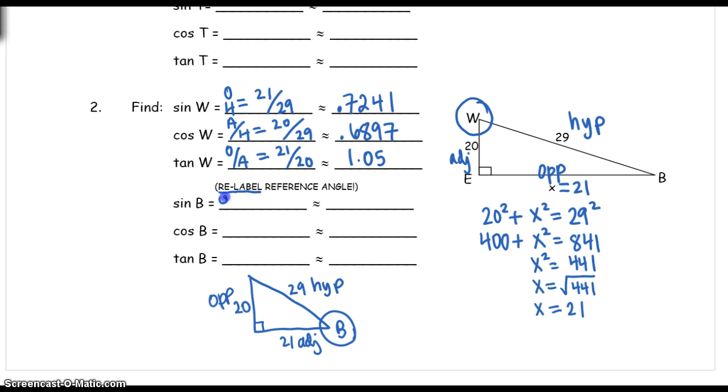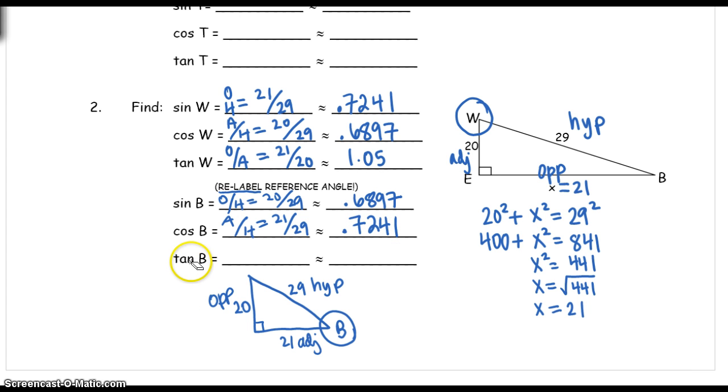So we know that sine is opposite over hypotenuse. So looking at our triangle down here, our opposite is 20 and our hypotenuse is 29. So this is 20 over 29, and we already found that that was 0.6897. Then we want to do cosine, and cosine is adjacent over hypotenuse. So our adjacent here would be 21, and our hypotenuse is 29. So 21 divided by 29, and we've already found that that's 0.7241.